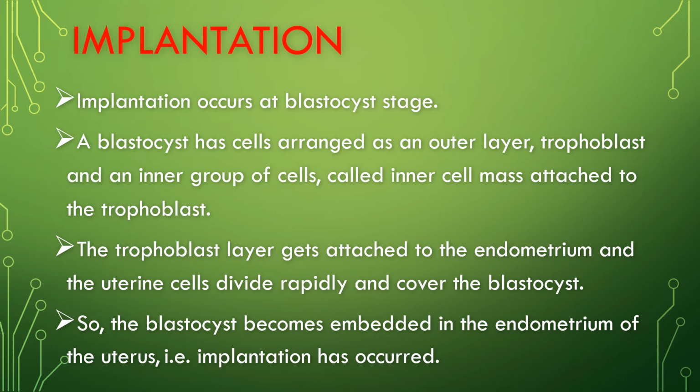The trophoblast gets attached with the endometrium, and slowly the uterine cells divide and redivide, and cover the blastocyst, and the blastocyst becomes embedded in the wall of the uterus. The wall is the endometrium, which is the innermost layer of the uterus, and this way the implantation occurred. So this slide shows what implantation is and how it occurs. This whole video is about fertilization and implantation.